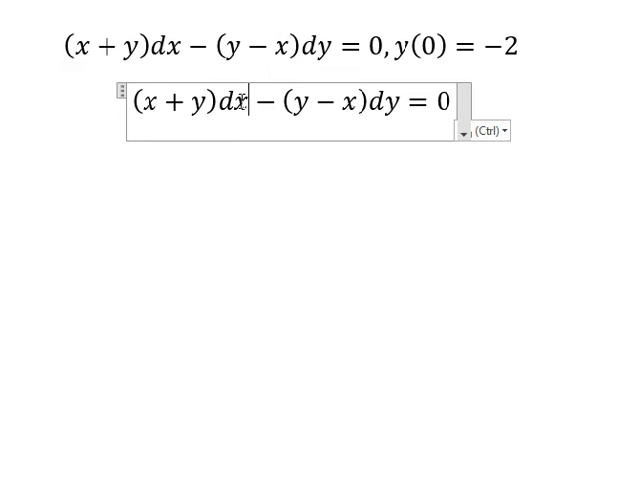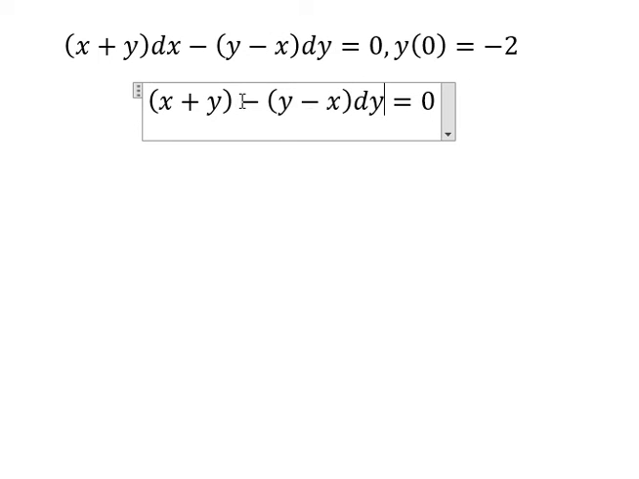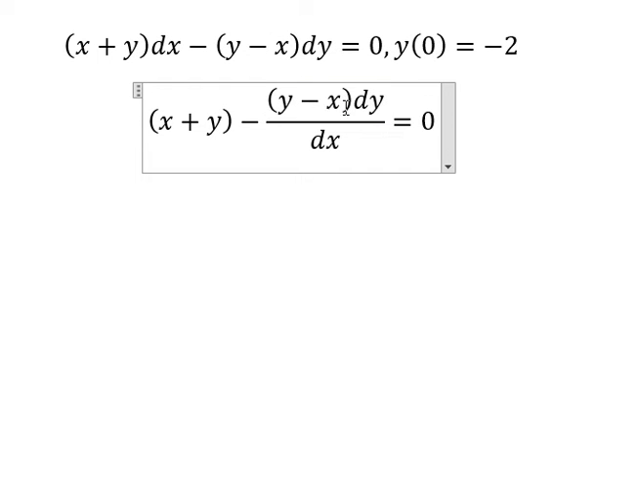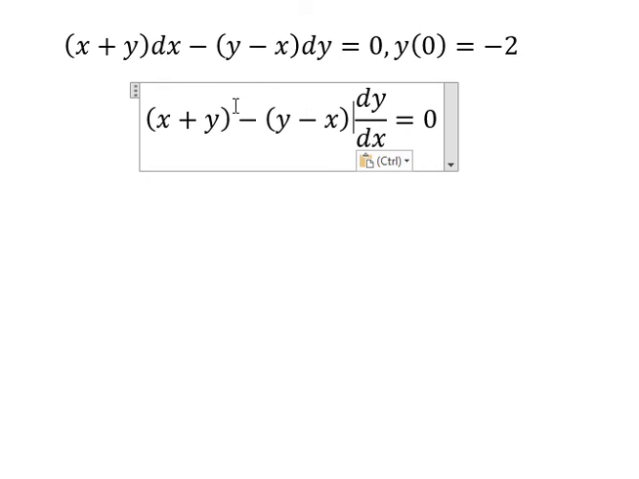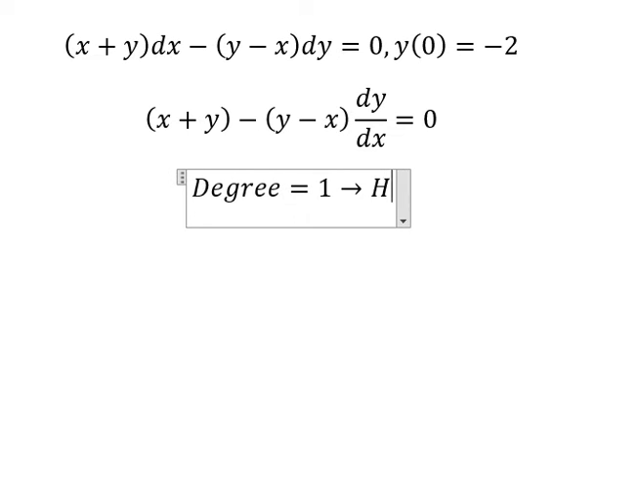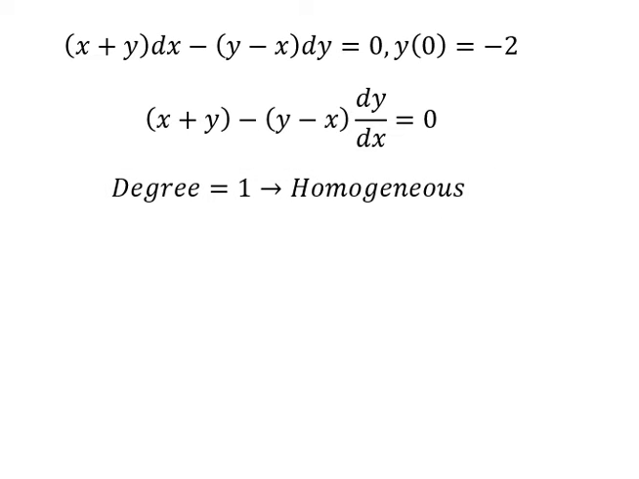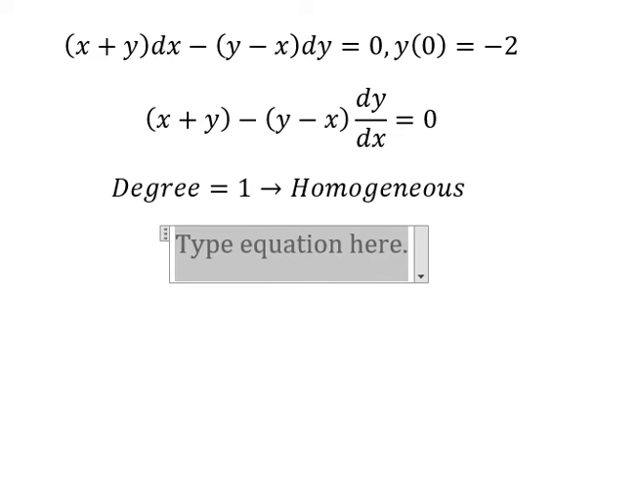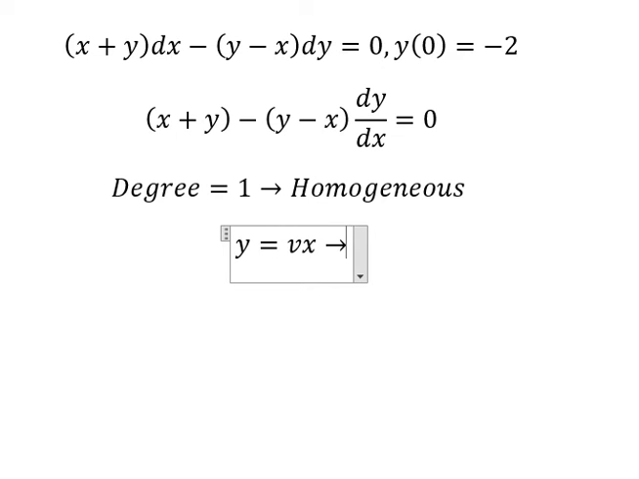We divide both sides by dx. Next, we have xy, yx. They are degrees number 1. So this is about homogeneous. So I will put about y equal to vx.